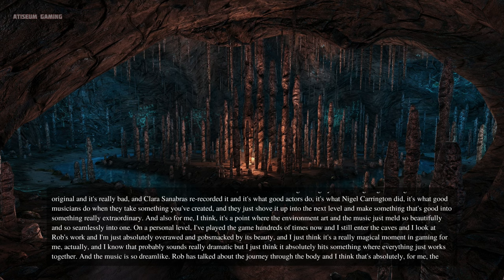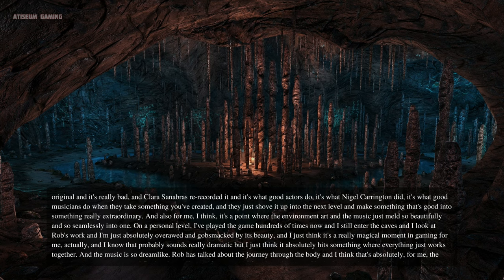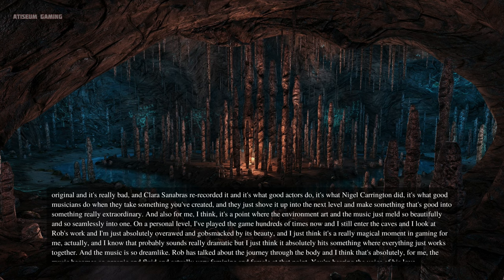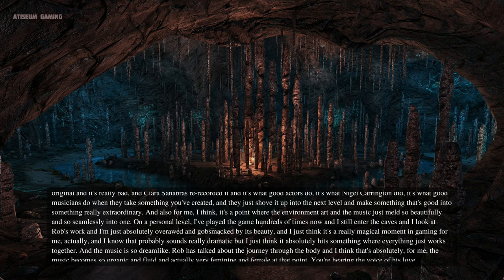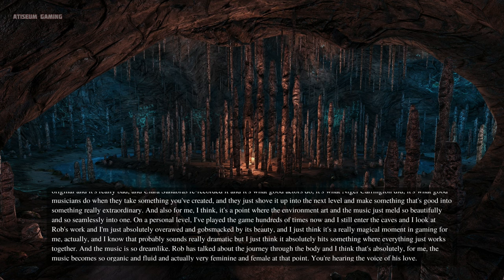And the music is so dreamlike. Rob has talked about the journey through the body, and I think that's absolutely right, for me: the music becomes so organic and fluid and actually very feminine and female at that point. You're hearing the voice of his love.